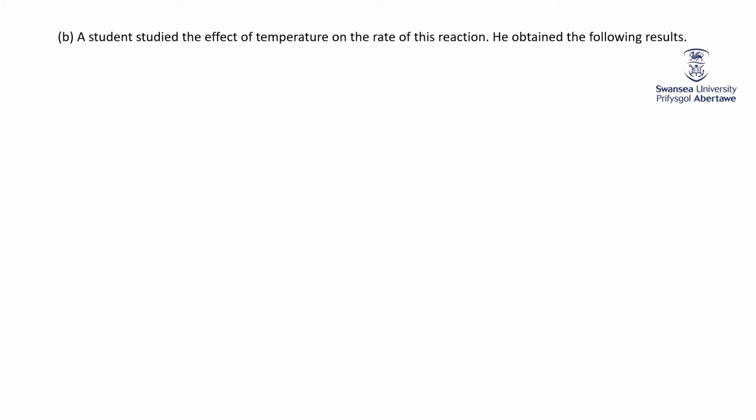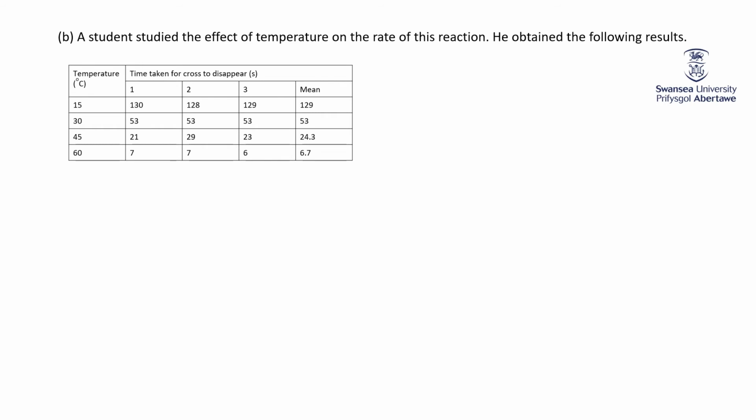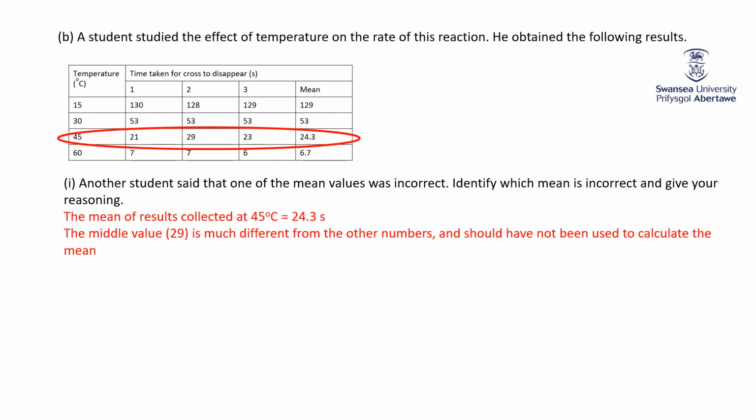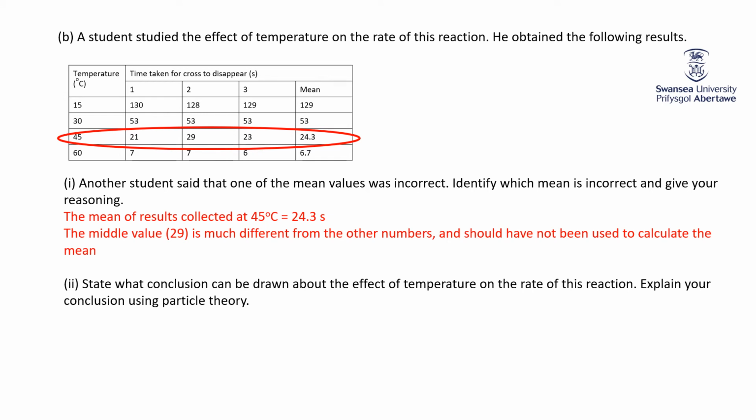Part B of this question is about a student who studied the effect of temperature on rate of this reaction, obtaining these results. And another student said that one of the mean values was incorrect. So we were asked to identify which is incorrect and give a reason. Looking at them, we can identify that the one at 45 degrees C is incorrect because of the anomalous middle value, which is nowhere near the other ones, and therefore it shouldn't have been used to calculate the mean.